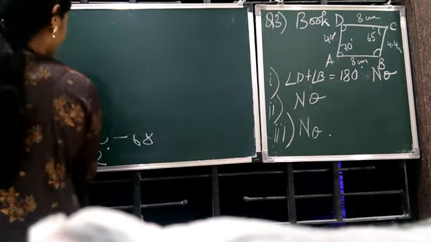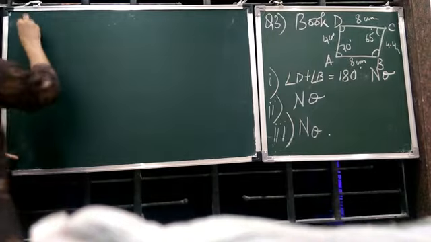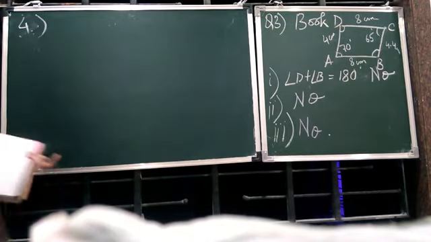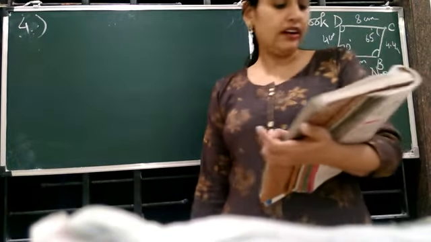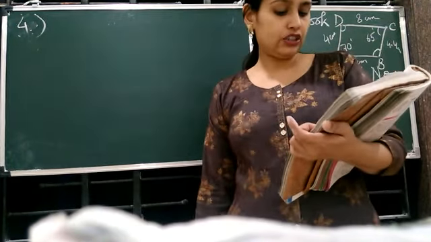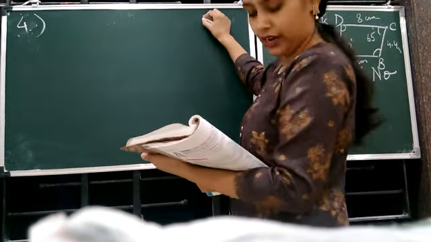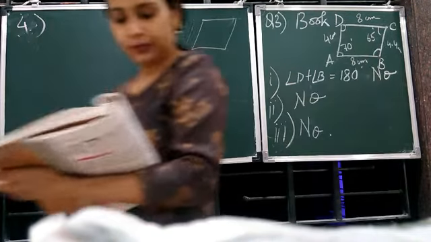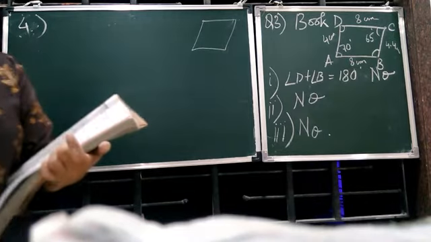Now we continue with question number 4. Children, question number 4 also you will do in the book, because you have to only write an example. So draw a rough figure of a quadrilateral that is not a parallelogram, something like this you can say, but has exactly two opposite angles of equal measure.